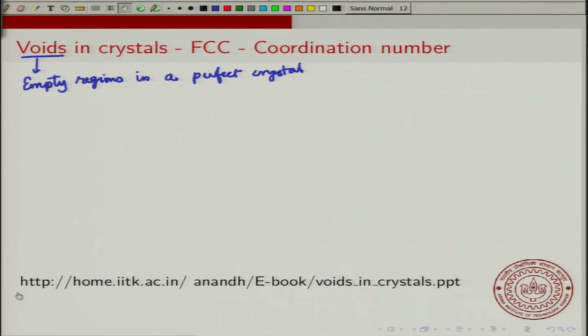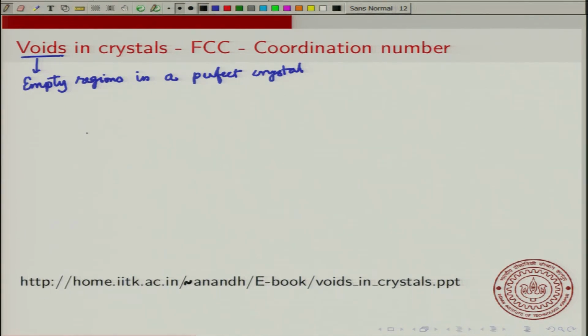And at this point, let me point you to this website. This is my colleague, Professor Anand Subramaniam from the Material Science and Engineering Department at IIT Kanpur. He has an e-book on Introduction to Material Science and Engineering, and in that there is a very nice presentation on voids in crystals. This really explains these ideas of voids extremely well, and I encourage each of you to go and look at this link, and you'll understand the idea of voids very well. So let us get back to the FCC.